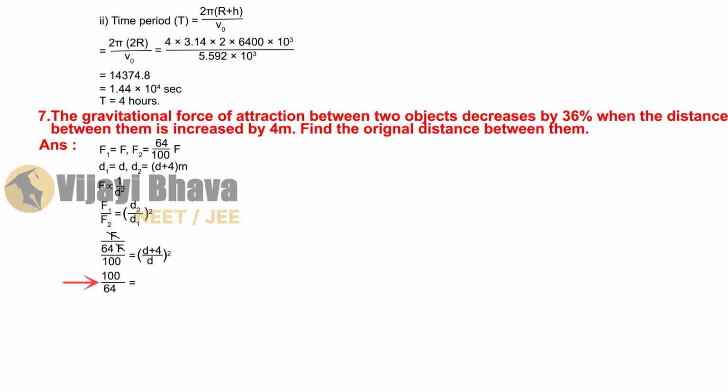When you simplify this d plus 4 by d whole square, let us take square root on both sides. So on LHS it becomes 10 by 8, and on the RHS the square and root get cancelled. It will be d plus 4 by d. 10 by 8, let us cancel this with 2. We get 5 by 4. So 5 by 4 is equal to d plus 4 by d. Otherwise we can write 5d is equal to 4d plus 16. D is equal to 16 meters.